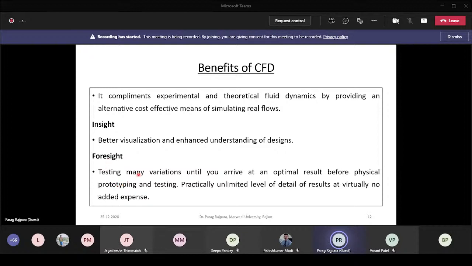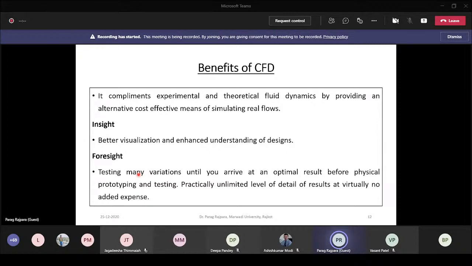What is the foresight? Testing many variations until you arrive at the optimum result before physical prototyping and testing. So ultimately, you can test any system, any virtual prototype, and you can vary parameters, conditions, whatever situations you have, any number of variations, until you arrive at your optimum solution. That reduces your overall costing, the expenses that you would incur if you directly go with experimentation. So experimental trials will be reduced.